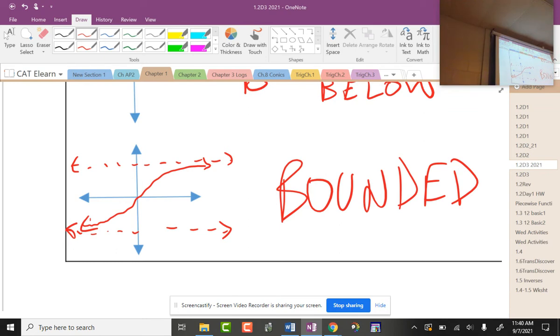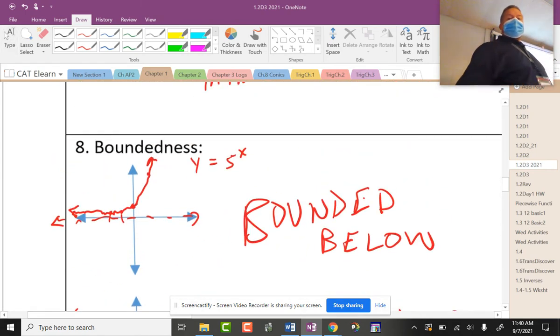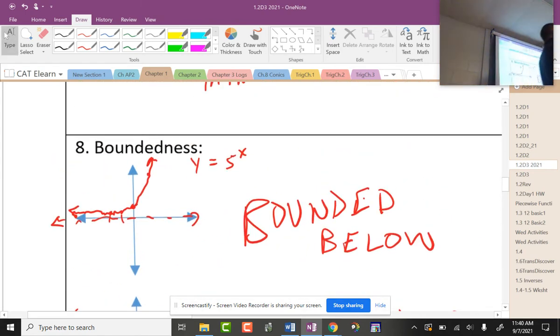Question? Why is it bounded below? There's a boundary below. Think of it like a fence, like an electrical fence. That's a boundary. I can't get past it. You know what I mean? So that's the best way to think about it.